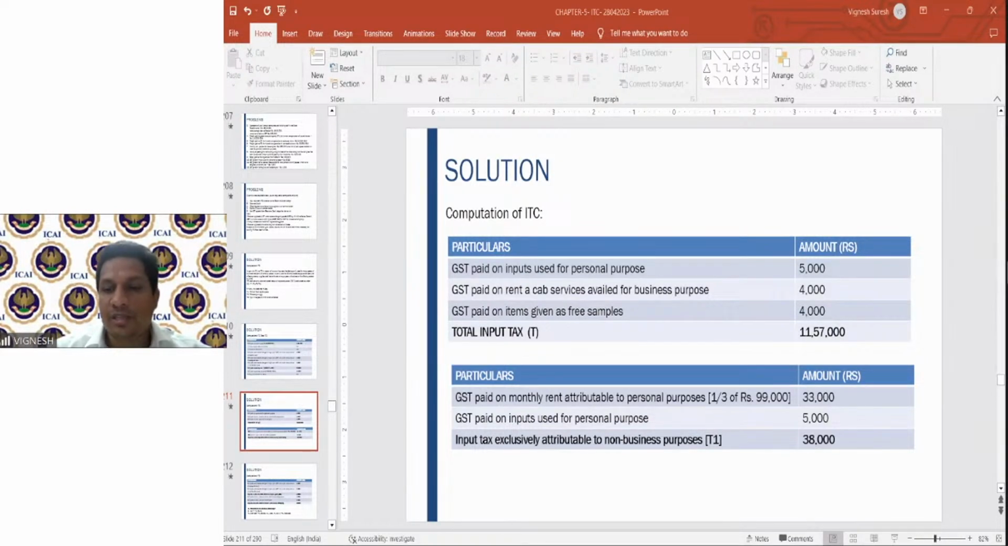If you have not understood, please mention here because the problem is very big. We have to go step by step to understand it further. Now we calculate T1. T1 is what? Inputs attributable to non-business purpose. So how much is attributable to personal purposes? 1/3 of the premises he is using for personal residential purposes, so 1/3 of the ITC. So 99,000 into 1/3, we have to take 33,000 as the GST paid on the monthly rent. Then personal purpose GST on inputs, that also is non-business. So 38,000, which is T1, is your non-business purpose.